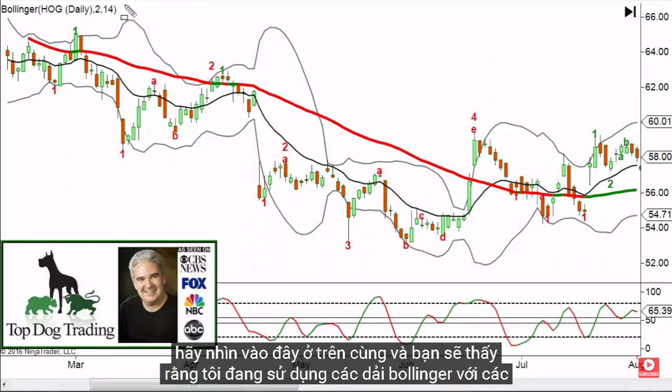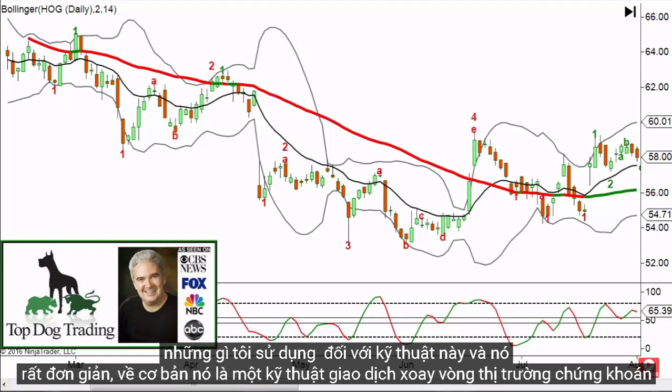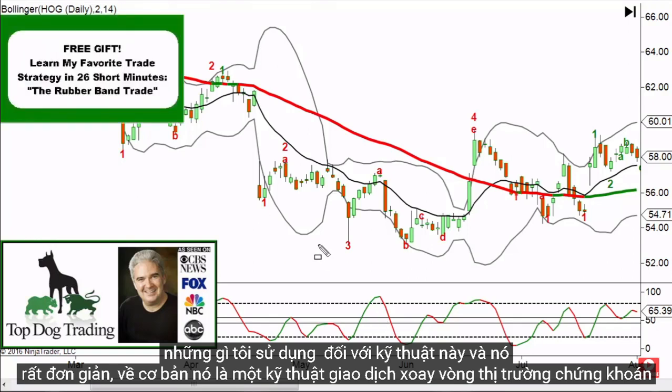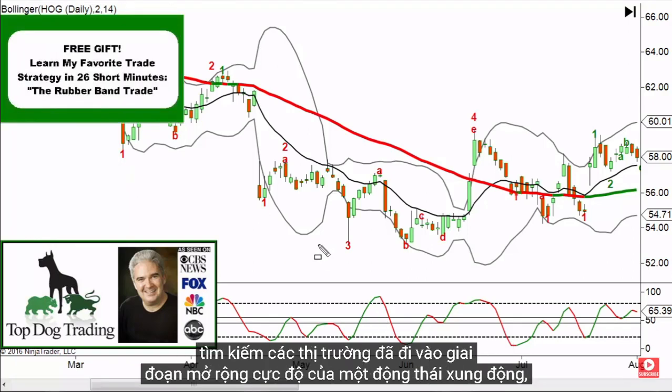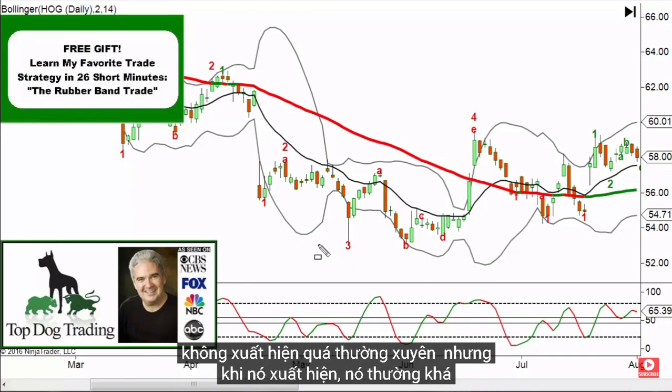First of all, look over here at the top and you'll see that I'm using Bollinger Bands with the settings of 2 and 14. Different people use different settings, but that's what I use for this technique. It's basically a technique that finds markets that have gone into an extreme extension of an impulse move. So we're looking for exhaustion. It's basically an exhaustion pattern. It doesn't show up super frequently, but when it does show up, it's usually pretty good.